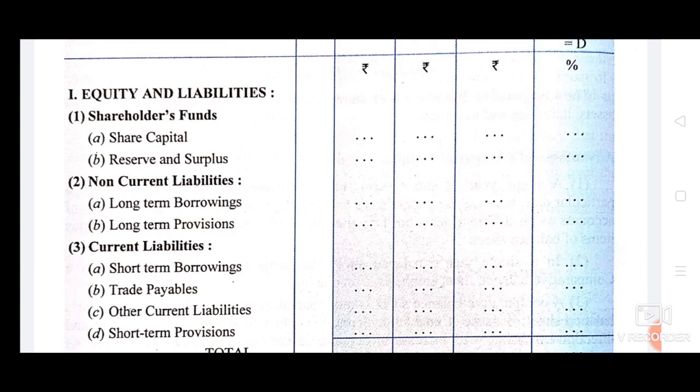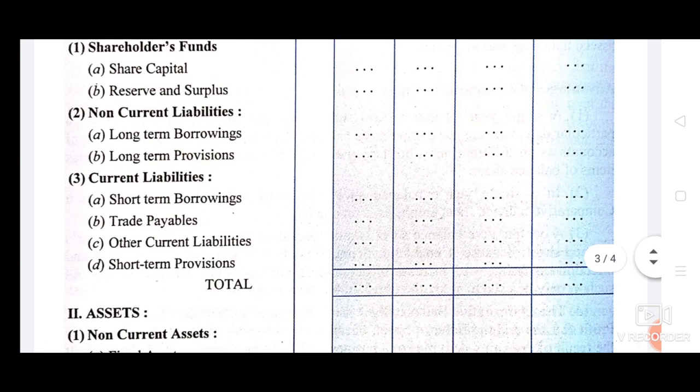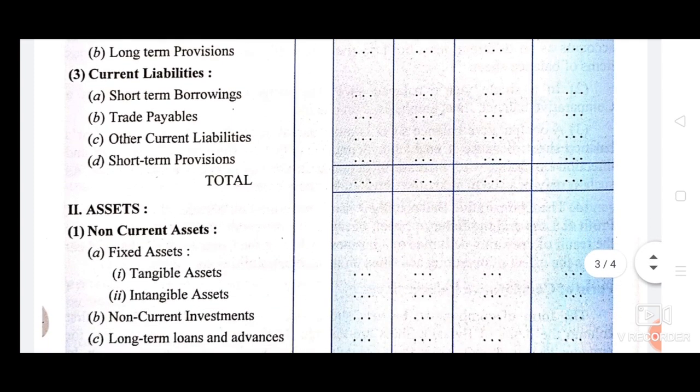Unnecessary headings which are not included in our syllabus are not given here. First point is shareholders' fund, sub points share capital, reserve and surplus. Second point is non-current liabilities. It includes long-term borrowings and long-term provisions. Third point is current liabilities. It includes short-term borrowings, trade payables, other current liabilities and short-term provisions.